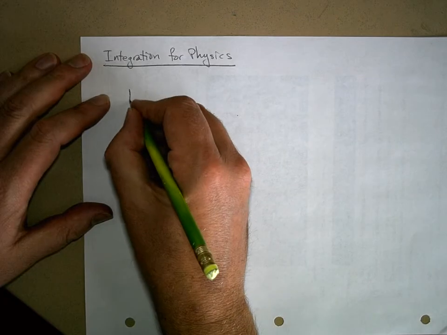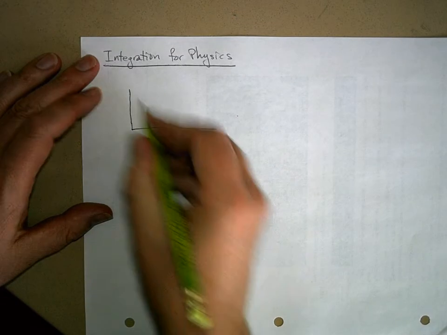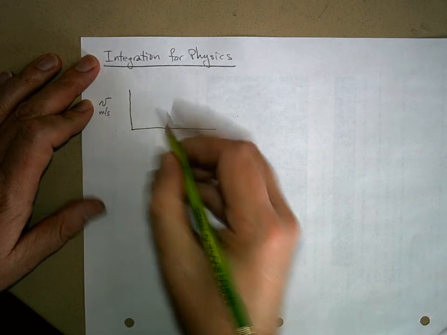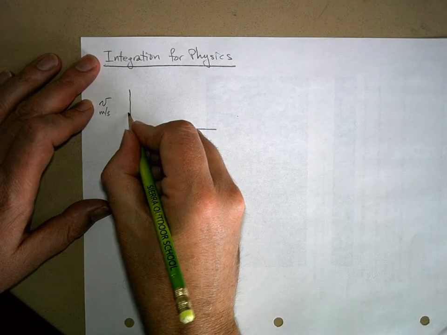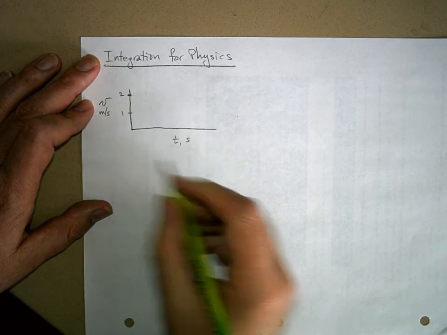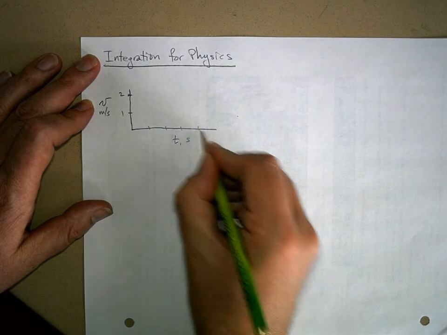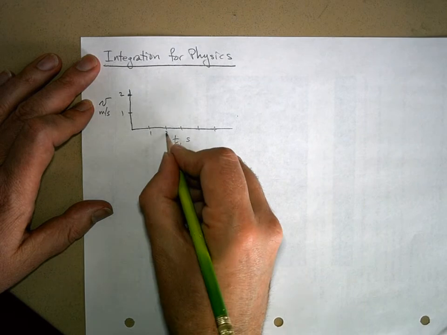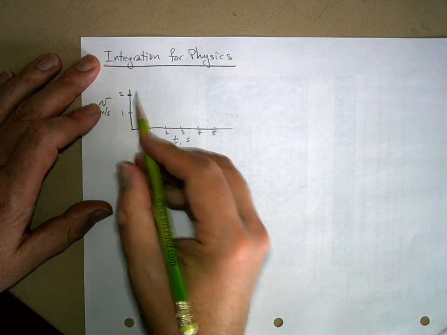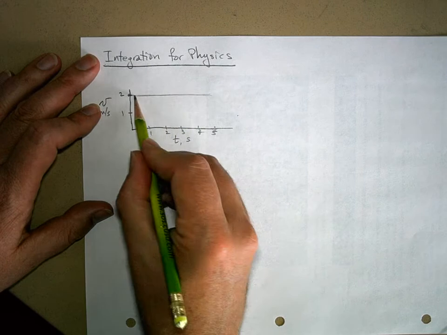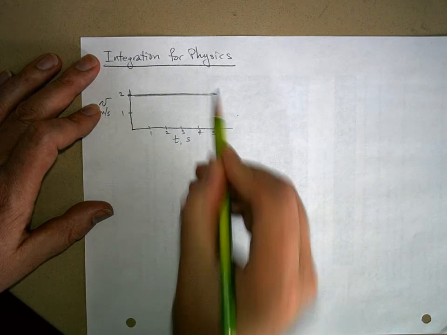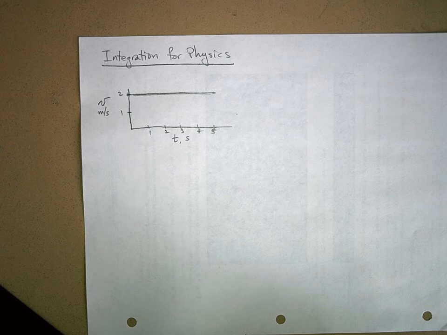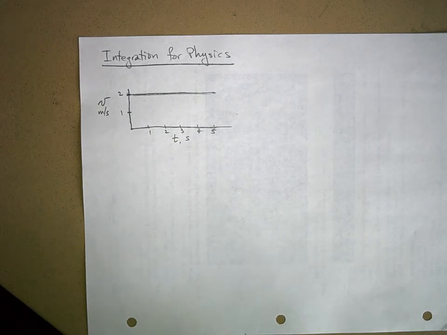So if I were to graph that, this is velocity in meters per second, and this is time in seconds. So I go 1, 2 meters per second, and I go 1, 2, 3, 4, 5. It's kind of silly to do this, but we're going to do it anyway. So my velocity is constant, which means my velocity is not changing with time. And what it means is that every second that goes by, I move 2 meters from where I was before.